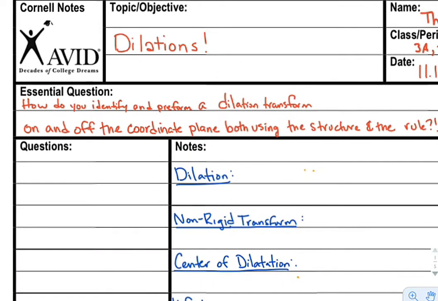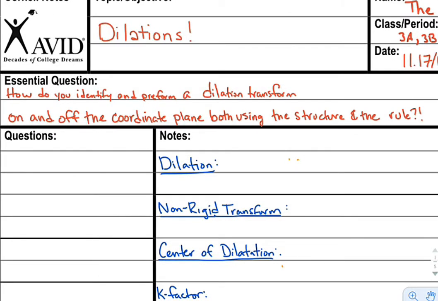So we're talking dilations, the weird cousin to the transformations that we saw before. Even though this is going to have similar parts to a rotation, reflection, a translation, like the rule and the structure and all that, it behaves very differently. You saw that in class, and we'll see it out here. So you have this essential question: how do you perform and identify a dilation transformation on and off the coordinate plane by using both the structure and the rule? It's basically the same question I asked you about the other three things, rotations, reflections, translations. But now we're looking at dilations.